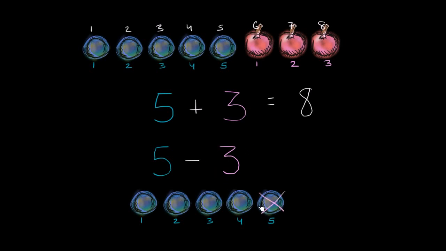So take away 1, take away 2, and take away 3. So how many are you left with? Well, you're just left with these, 1, 2, right over here. So 5 minus 3 is 2.